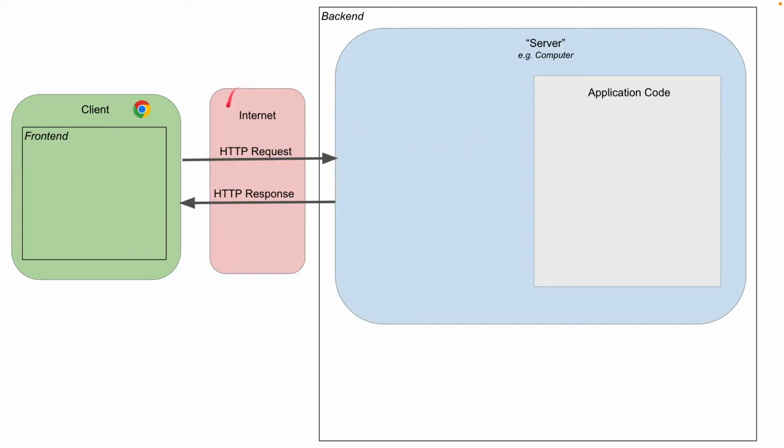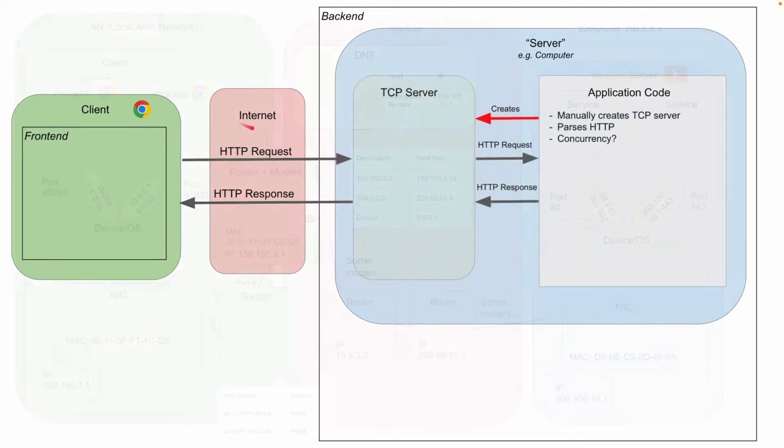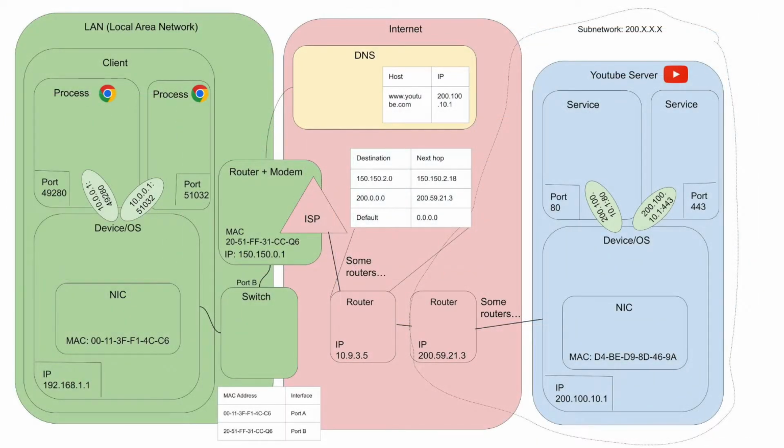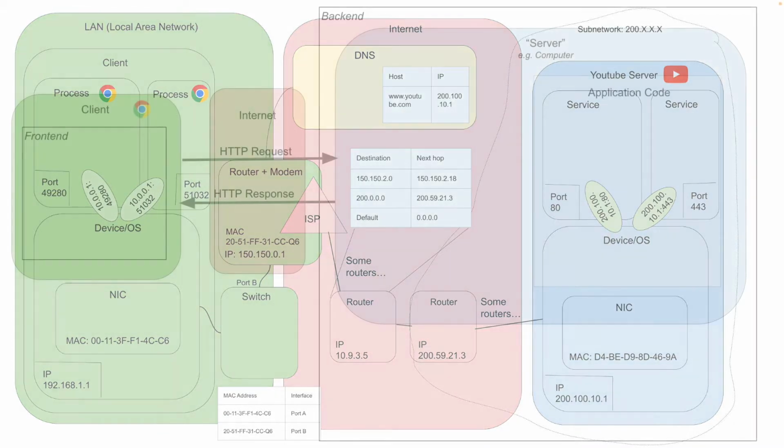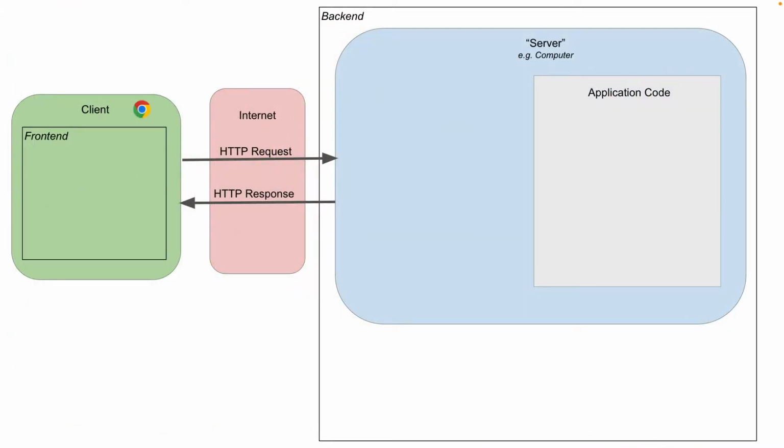In the middle, we have the internet. This is the whole underlying transportation system that allows the client and server to exchange messages with each other. This was the focus of the last two videos I made. Now for this video, we can collapse that whole system into a singular box. Our focus now is on what happens once the HTTP request has already arrived on the server.